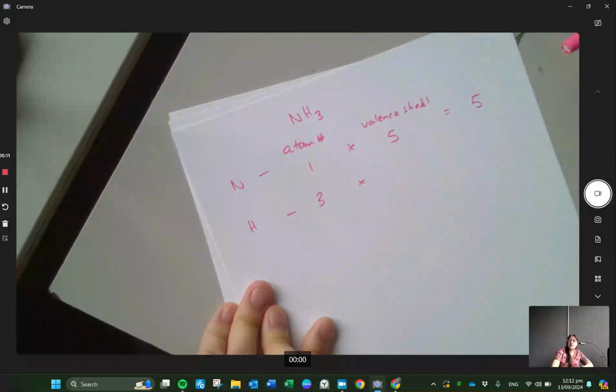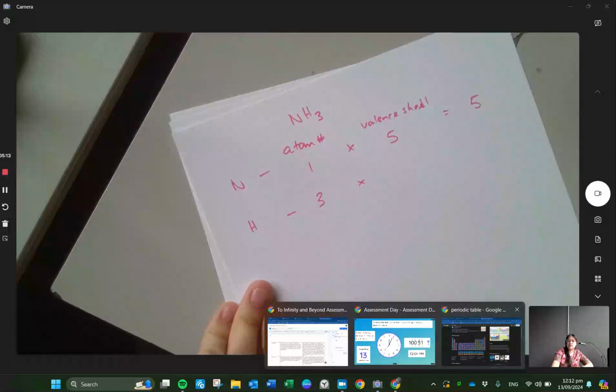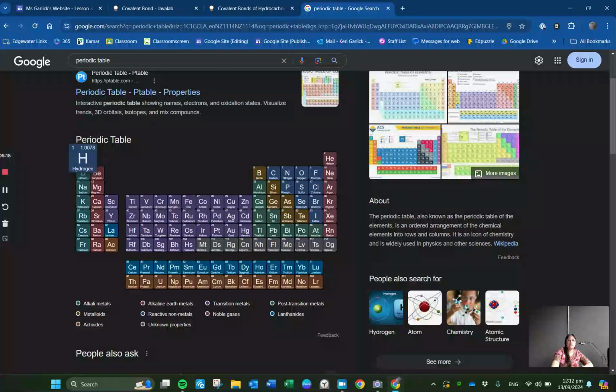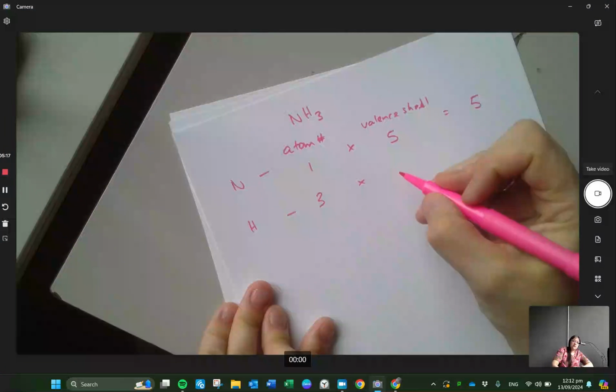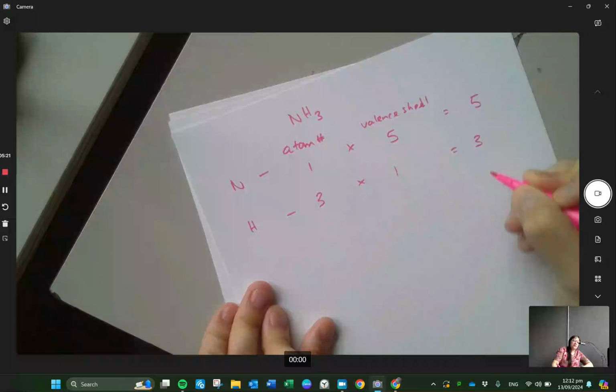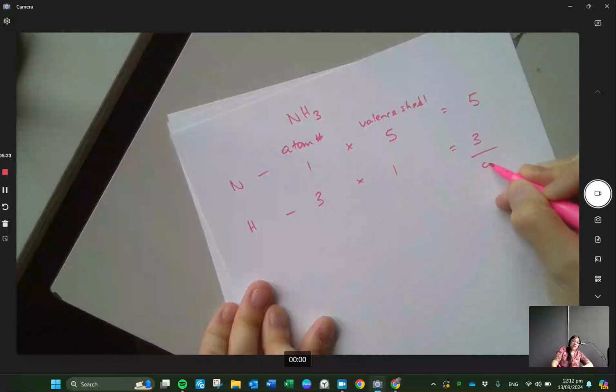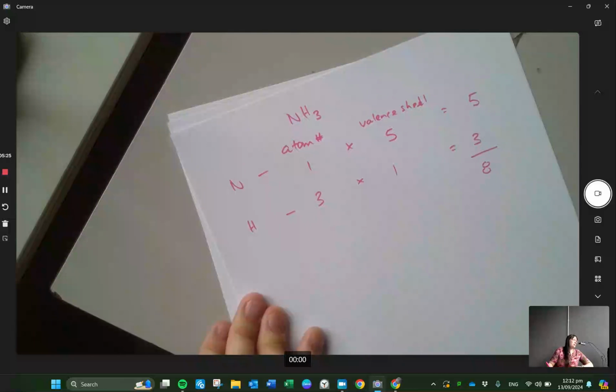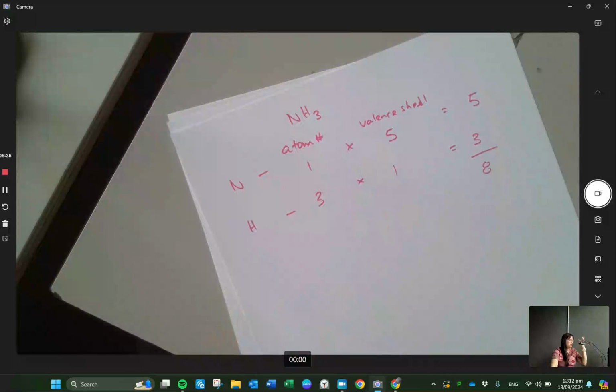And then on the periodic table, when I look, I see that hydrogen's over here in group 1, so it only has 1 valence electron again. So 1 times 3 is 3. And then I add these together, so I have 8 electrons to work with in order to make my Lewis diagram. The next thing I need to think about is which of these 2 atoms are going to be the center atom, and the center atom is the one that can do the most bonding, because we want to be able to build our molecule up.